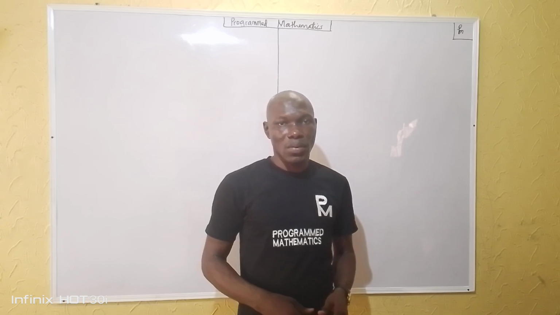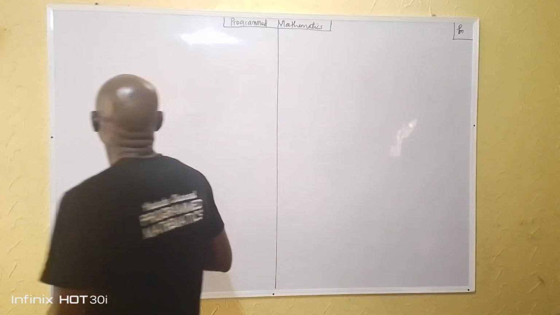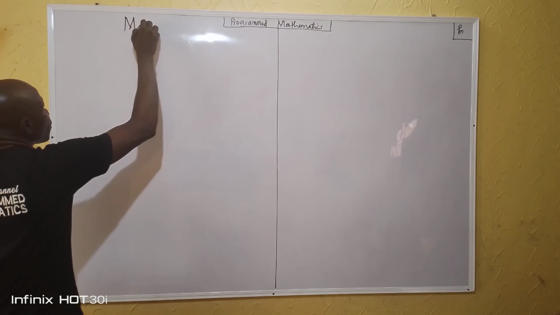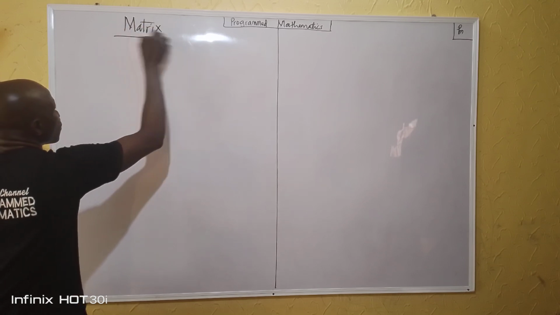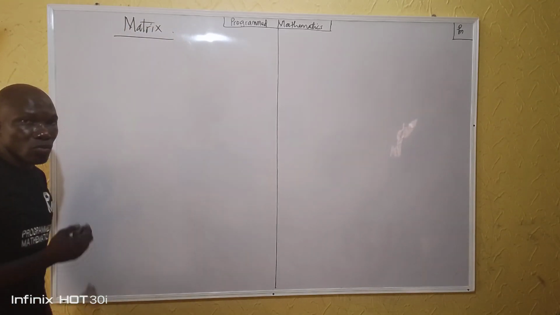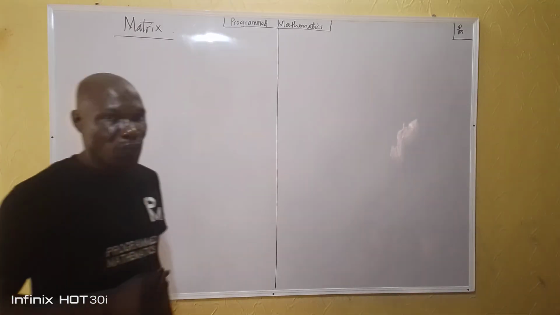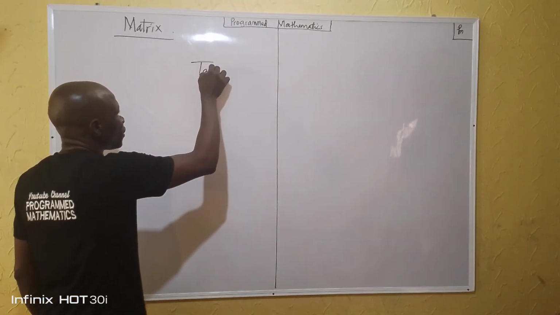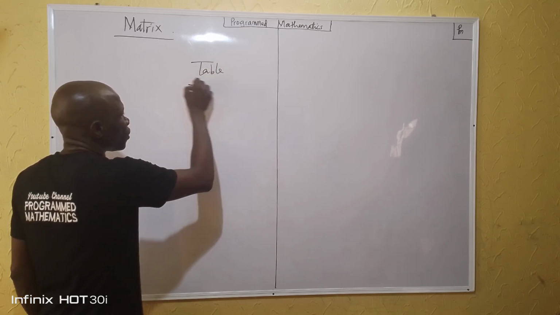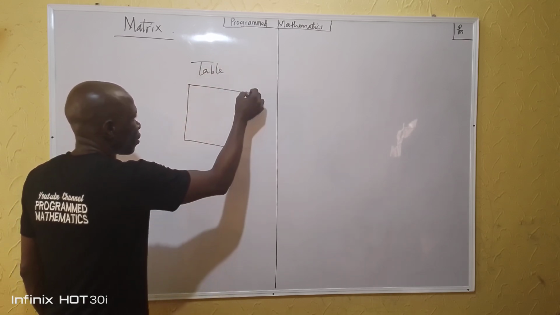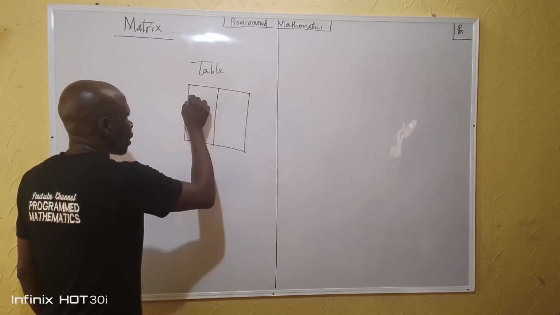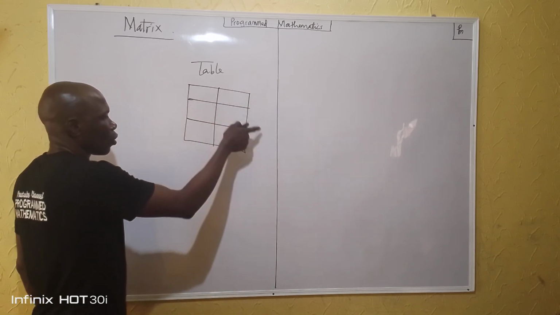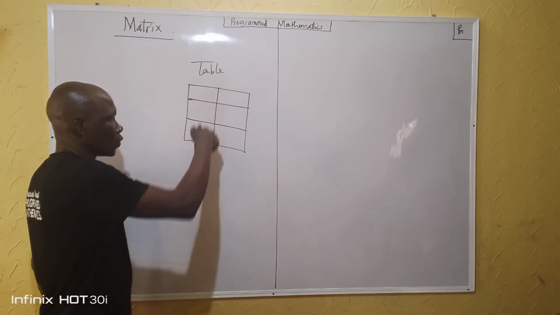So today we shall be looking at the topic matrix. Okay, so what is a matrix? Before now, you understand that when you have a table, it is basically talking about an arrangement of items, arrangement of items in rows and in columns.